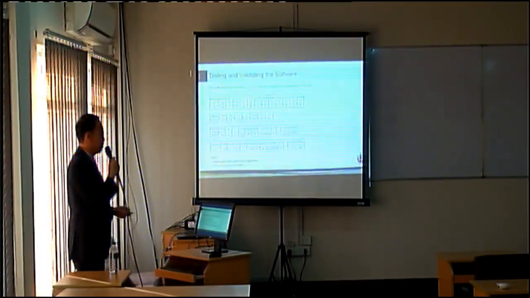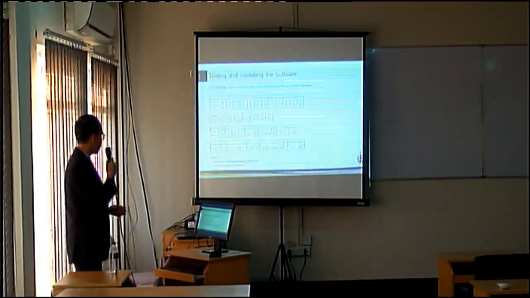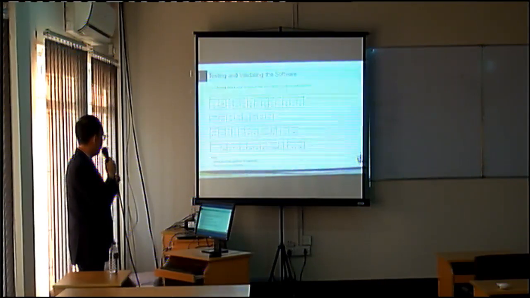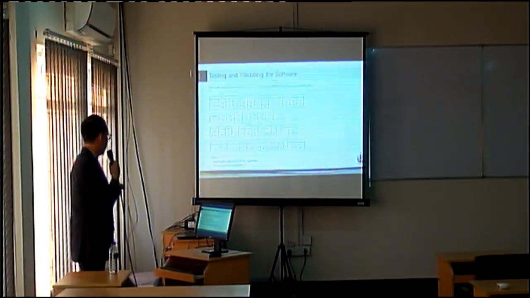This is the testing and validating of the software. We use a commercial software for validating. This is an input parameter for the generator. We use two generators. Its power is 2,500. The motor here, the power is 2,000. Equivalent motor and transformer.